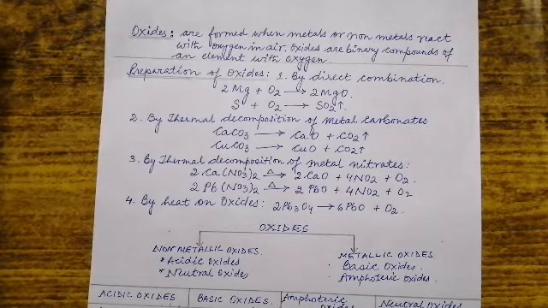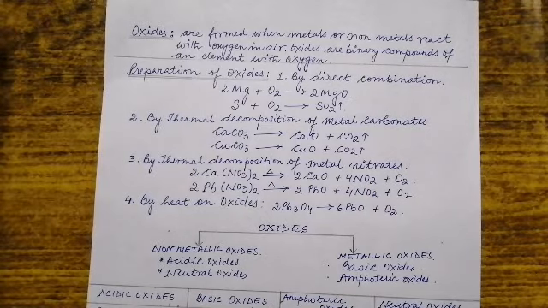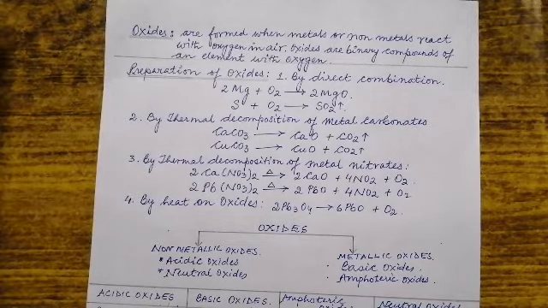By direct combination. When magnesium burns in air, of course there should be sufficient supply of oxygen, it gives magnesium oxide. Magnesium oxide is a metallic oxide. Similarly, sulfur burns on heating in air to form sulfur dioxide gas. Sulfur burns with a pale blue flame.